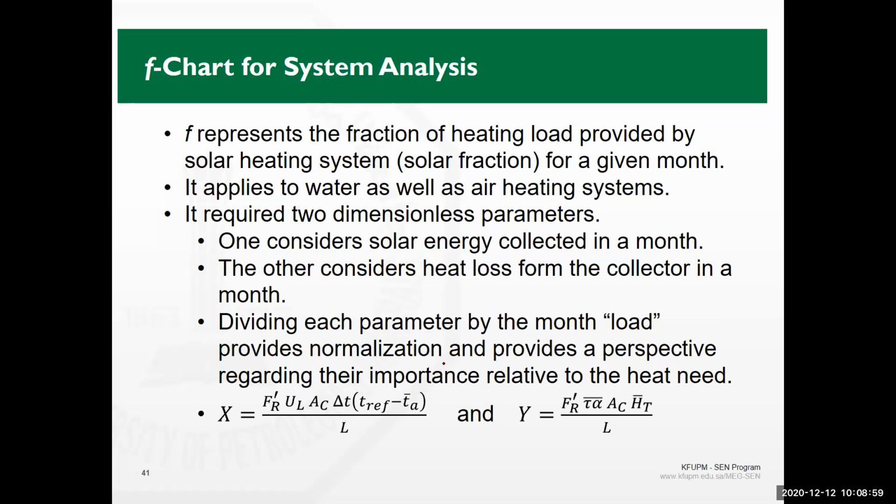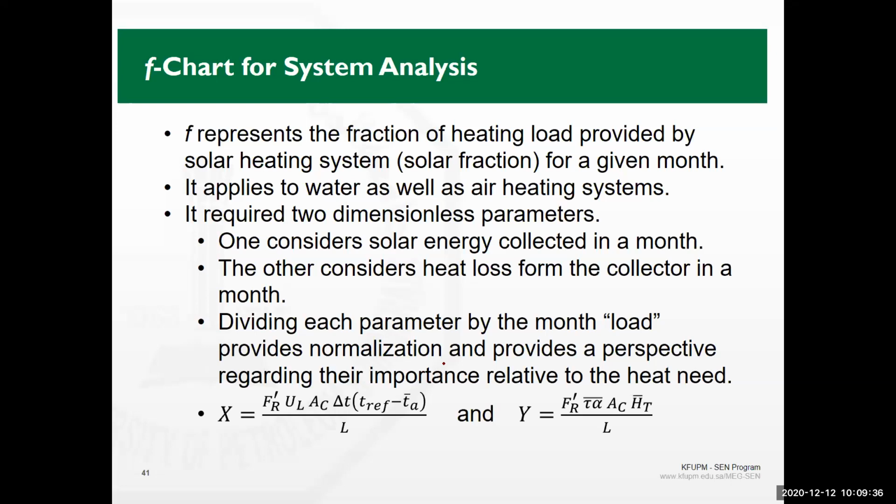It needs two dimensionless parameters, X and Y. One of them considers solar energy collected in a month. The other is talking about the energy loss from the collector. So one of them is interested in how much is the energy in, and the other is how much is the energy out of the system. Dividing each one of them by the load will make them dimensionless. So we're talking about dimensionless quantities here that take care of the energy falling into the solar collector and the energy loss from the solar collector, relative to the load.